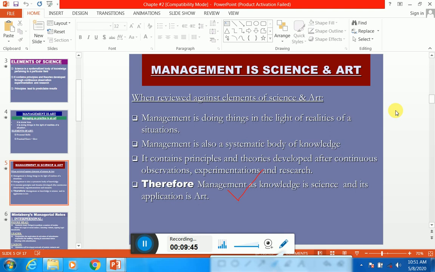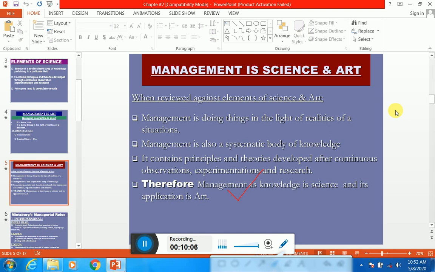Then after that, tomorrow you have to practically apply this knowledge within any system, within any organization, how you do organizing practically within a social unit. So that is why it is simply called that management is a science, management is an art.